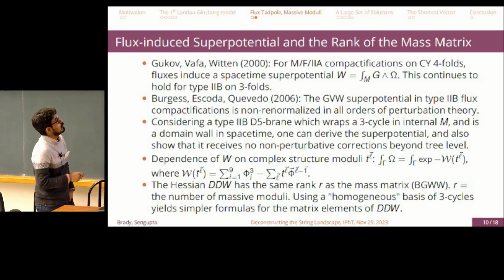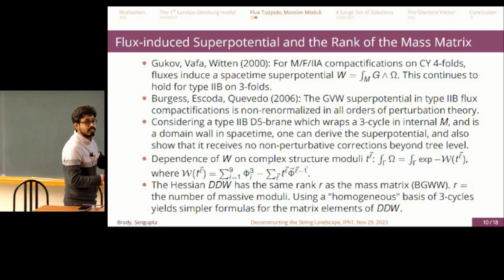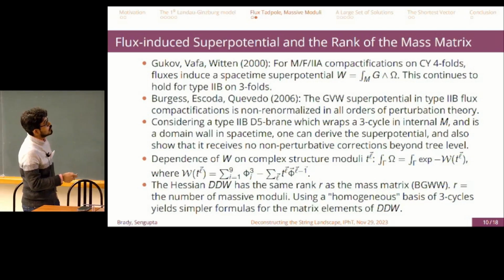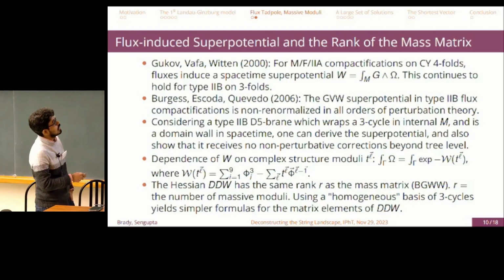Now in BBVW back in 2005, they also proved that this continues to hold true for non-perturbative corrections as well, because all the relevant instantons that could correct it, they do not exist. So this tree-level formula for the superpotential is exact. So if we want to see how many moduli are stabilized, we can take the tree-level superpotential and calculate the rank of the mass matrix with it.